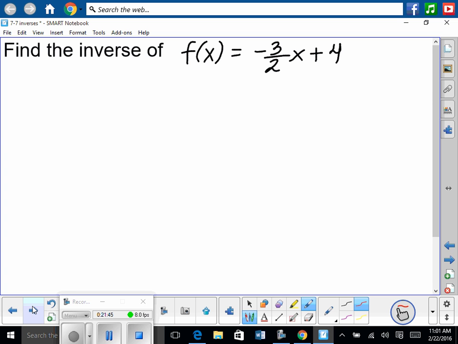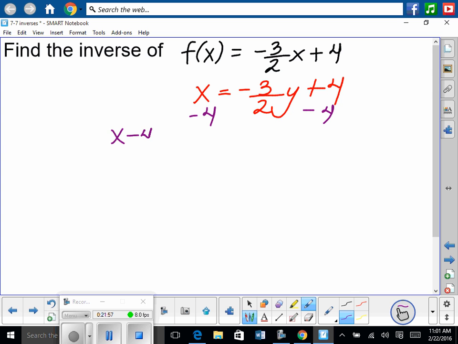So we have x is equal to, I'm switching x and y right here, right now, so we can just get through this. Plus 4. Okay, so what would be my first step? Minus 4. So we have x minus 4 is equal to negative 3 halves y.